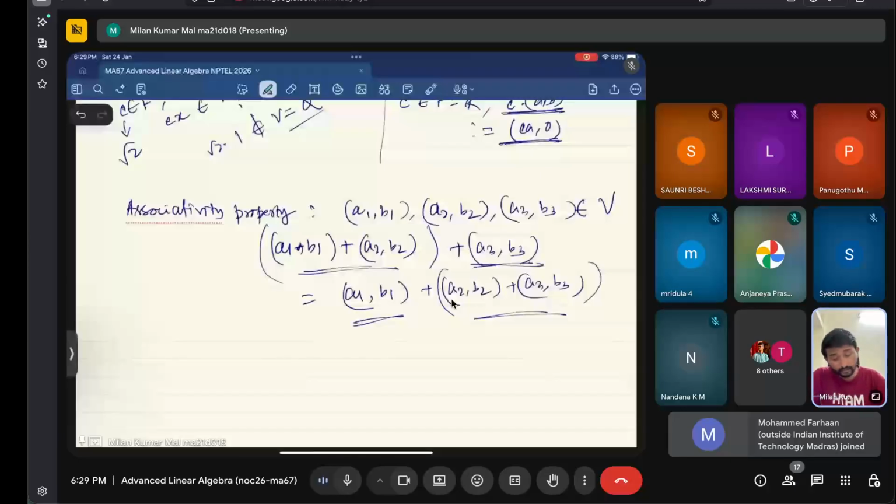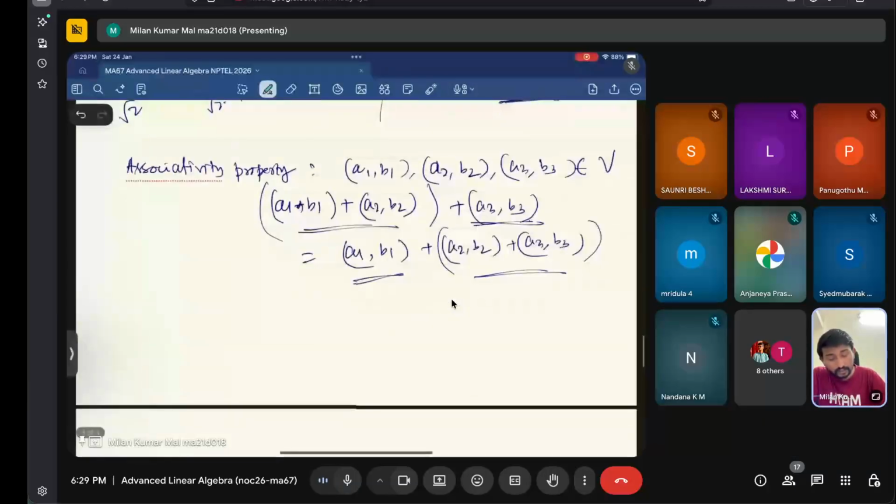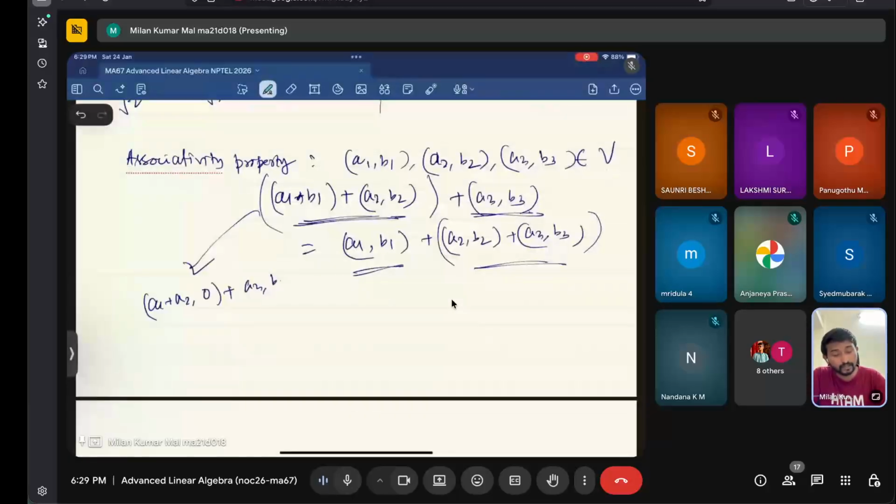In that way also one can give an example where it fails, but here it will hold. Let's see the left hand side. It says (a1 + a2, 0) by definition, and with (a3, b3), again it will be (a1 + a2 + a3, 0). And what is the right hand side? (a1, b1) as it is, plus this term will be (a2 + a3, 0). So this will be (a1 + a2 + a3, 0). So associativity also holds, which means this is also true.